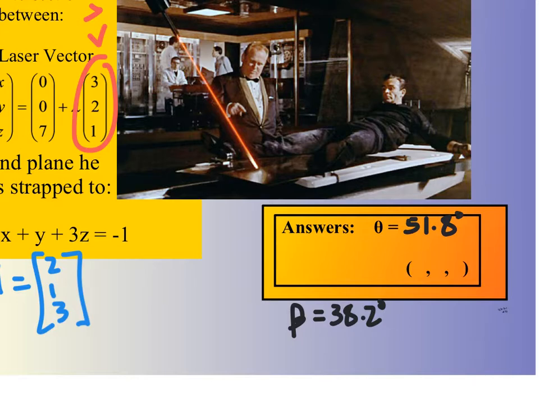And the point of intersection, I can't really fit it here. The point of intersection I get is -6, -4, and 5.